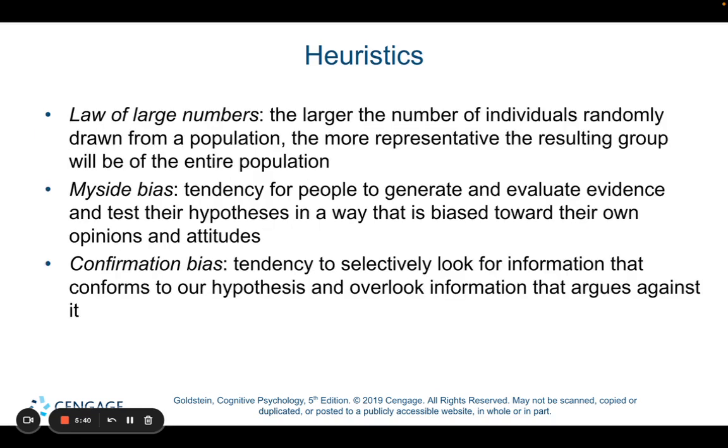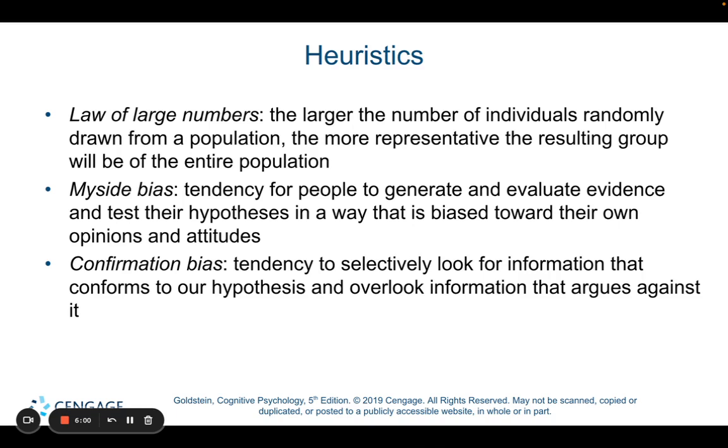Also, with heuristics, we can have the law of large numbers, which says that the larger the number of individuals randomly drawn from the population, the more representative the resulting group will be of the entire population. So if we've got a large group, then of course that's going to increase the odds of us being right about something.